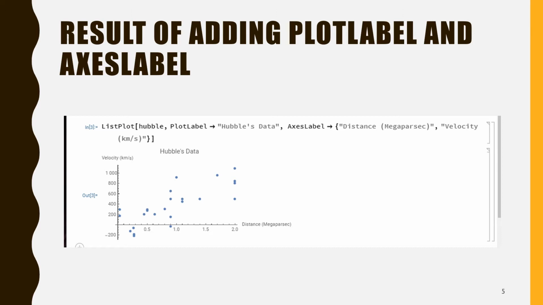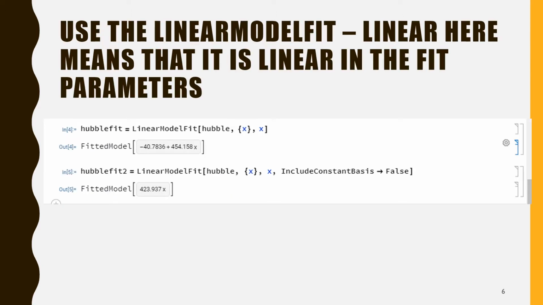The plot label was the main title of the graph, and axis label were the x and y axis labels. So we can get a fit to this data by using the method LinearModelFit, which takes as its first argument the data, which we called Hubble. And then as a second argument, it has this x in curly brackets, and as a third argument, x again.